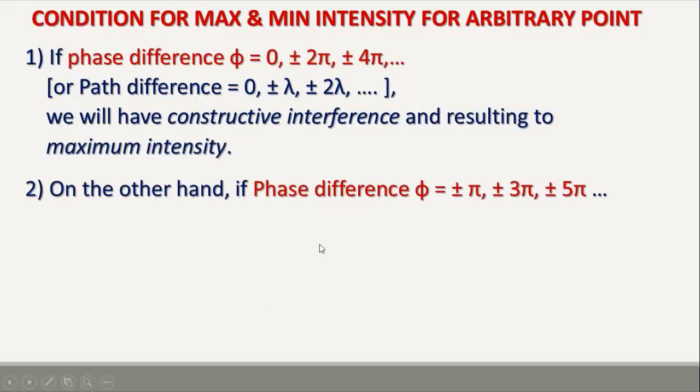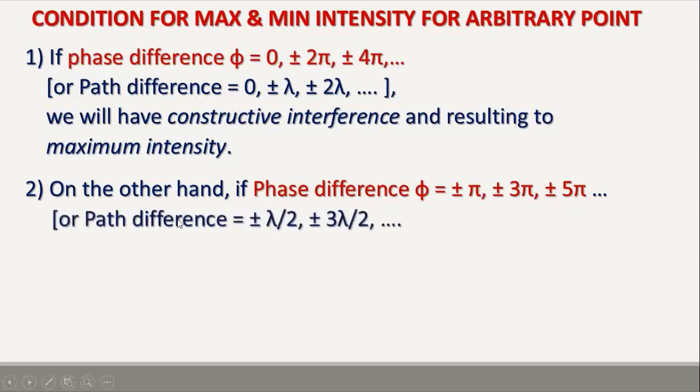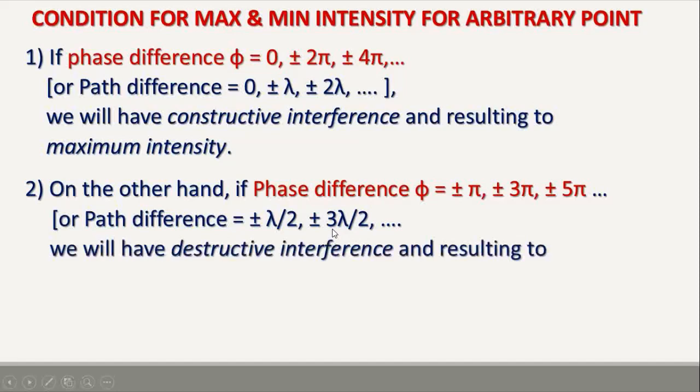On the other hand, if I take the phase difference between values 0 to 2 pi and 2 pi to 4 pi, that is plus or minus pi, plus or minus 3 pi, plus or minus 5 pi, corresponding to path difference plus or minus lambda by 2, plus or minus 3 lambda by 2, then we will have a destructive interference which results in 0 intensity.